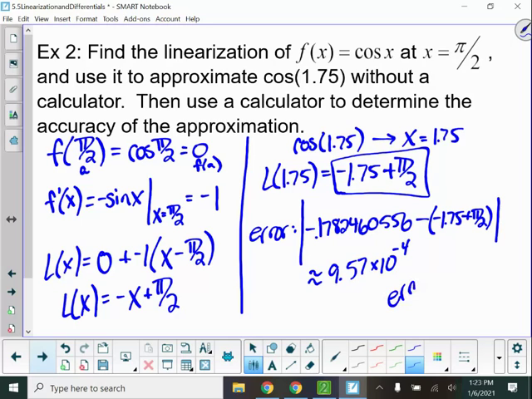So that means that the error is less than 10 to the negative third. So this one isn't as accurate as the previous one, but it's still very, very good. This is a very good approximation here.